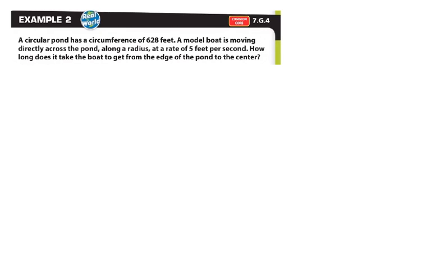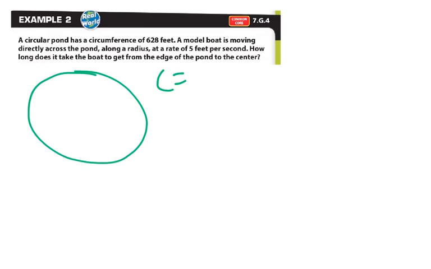Okay, a circular pond has a circumference of 628 feet. A model boat is moving directly across the pond along a radius at a rate of 5 feet per second. How long does it take the boat to get from one edge of the pond to the center? All right, so let's draw it out. So these problems can be really confusing, especially if we don't have an image in our mind. We're told that the circumference here is 628. I saw the word radius, so that means we need to solve for the radius here.